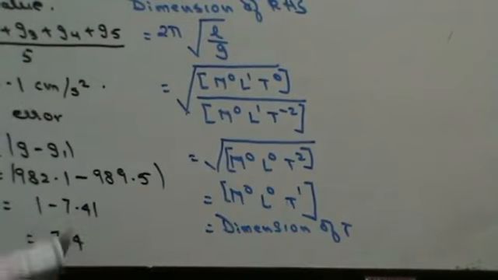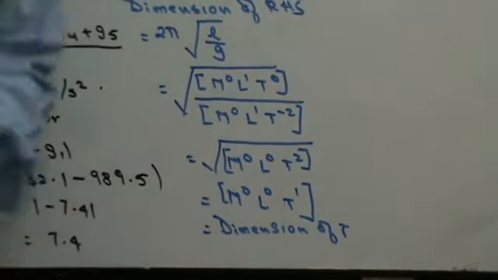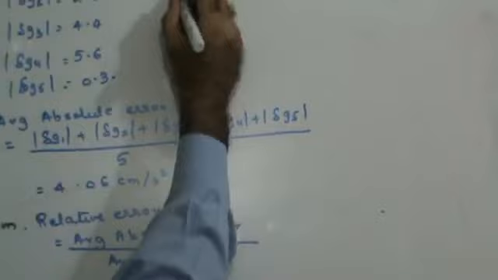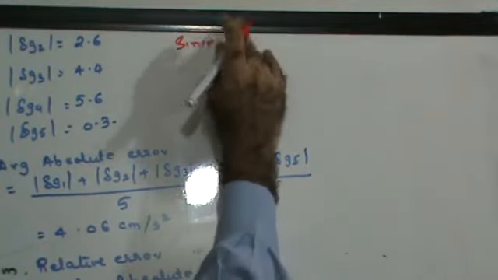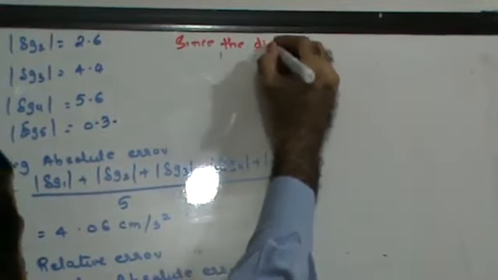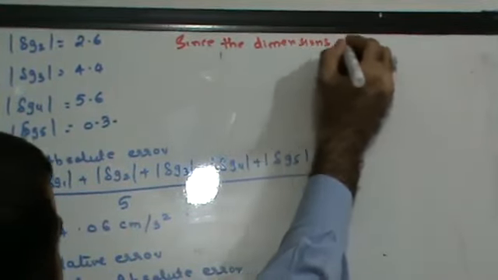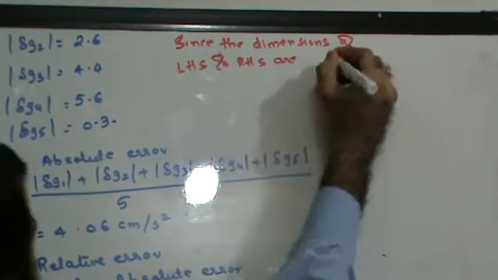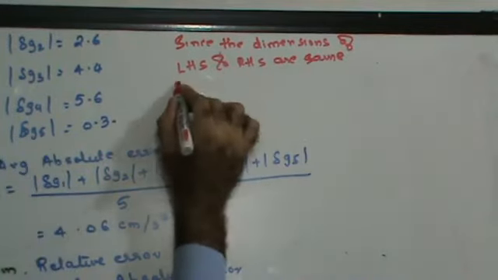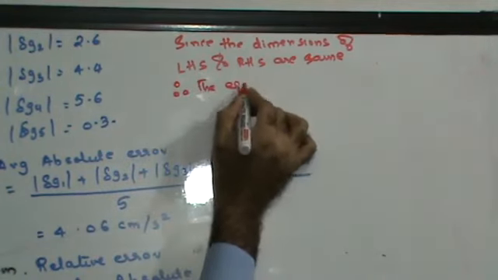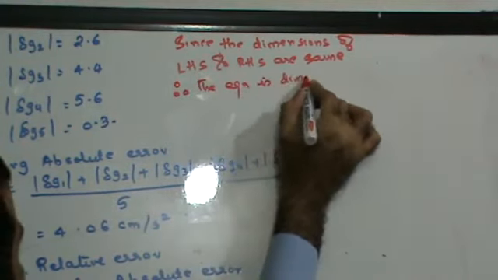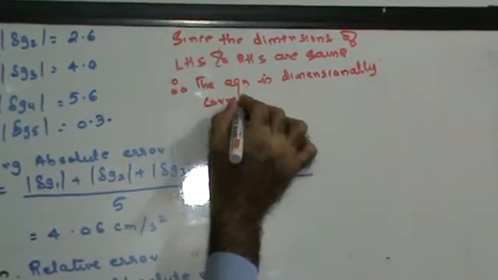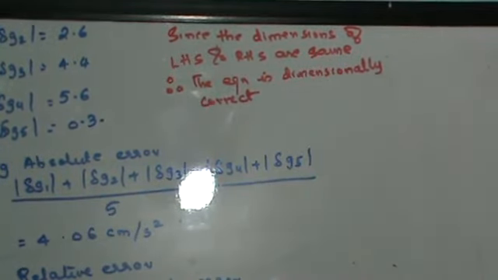Therefore, since the dimensions of LHS and RHS are the same, the equation is dimensionally correct. That's how you prove that an equation is dimensionally correct.